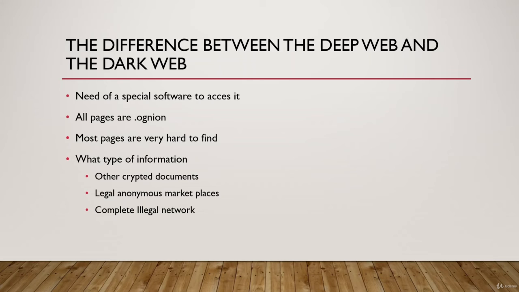Also, what you have is a complete illegal network, a huge illegal network. When I say huge, you have absolutely everything. It can go from drugs to guns to, let's say, fraudulent credit cards. A lot of bad things can be there, because in this part of the internet there is no law. Everyone is anonymous, so people do pretty much what they want.